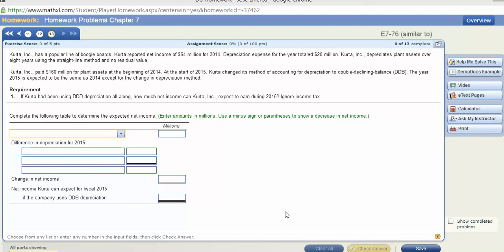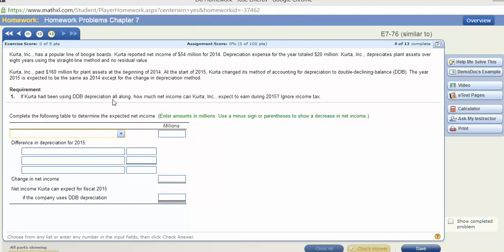Okay, here's a problem where what it's asking you to do is to compare two different depreciation methods. You're looking at the depreciation method of straight line. Here they're using straight line over 8 years. And then they're saying, hey, what would have happened if they had used double declining balance all along? And the question is specifically saying, how much would CURTA expect to earn in 2015? That's the second year. Notice this is 2014, 2015.